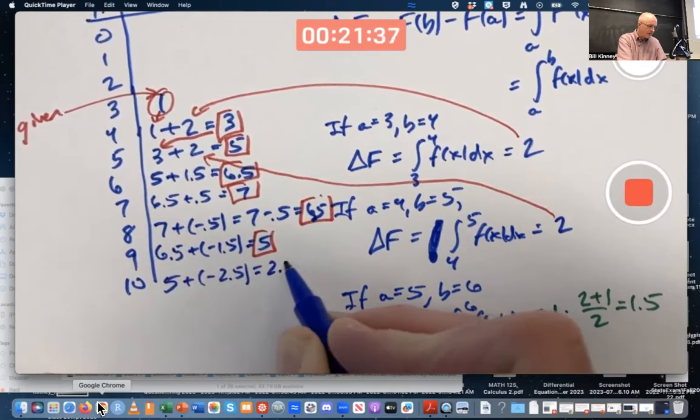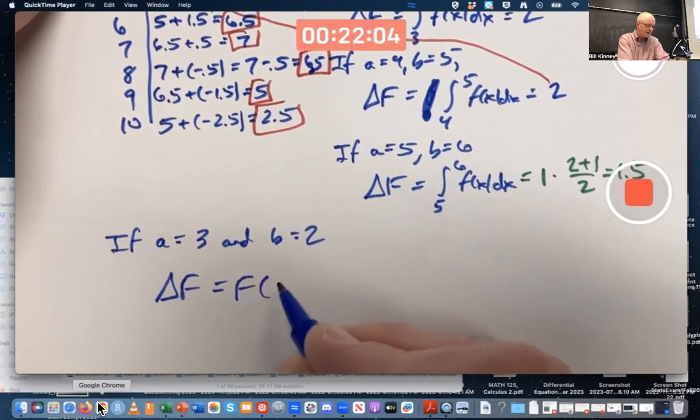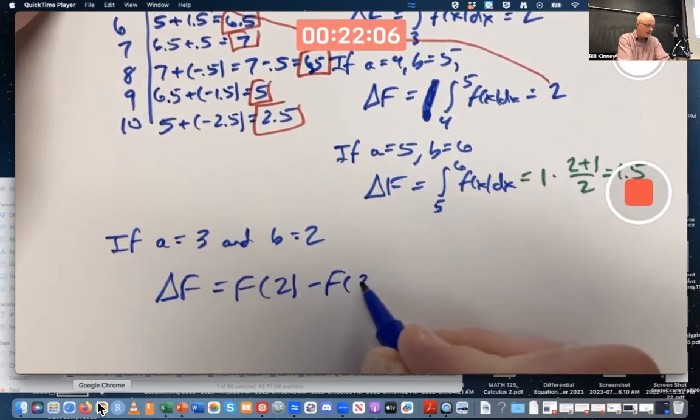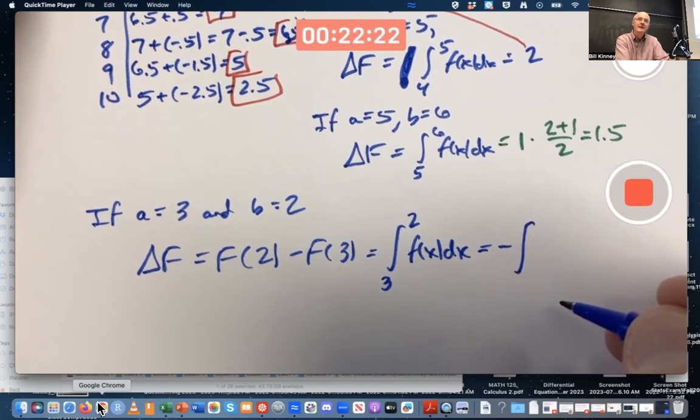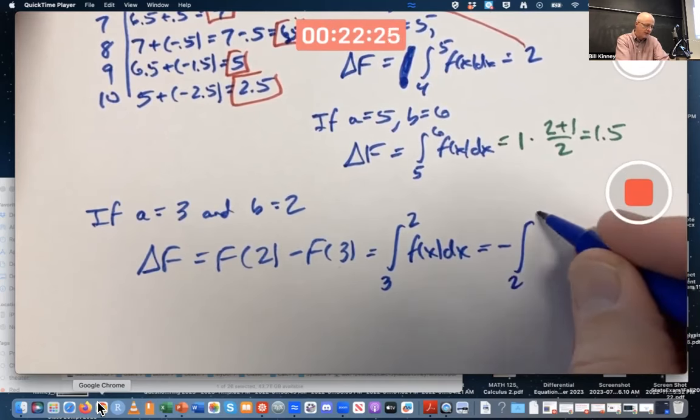How about if x goes backwards? It's like time running backwards, like you're watching the video in reverse. What if A is 3 and B is 2? What's the change in capital F? A little strange. We put the bigger number on the bottom and the smaller number on the top. By convention, because it makes sense, that's the opposite of the integral I get where I switch those around in the ordinary way.